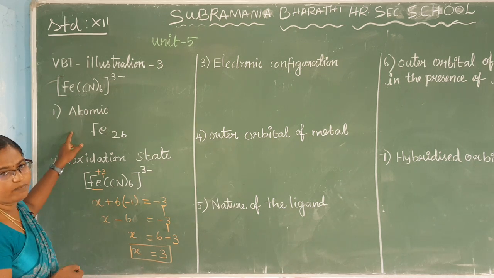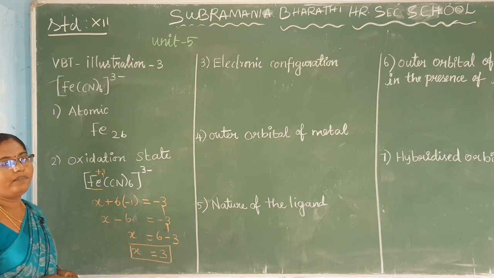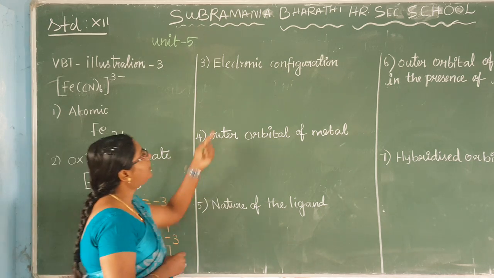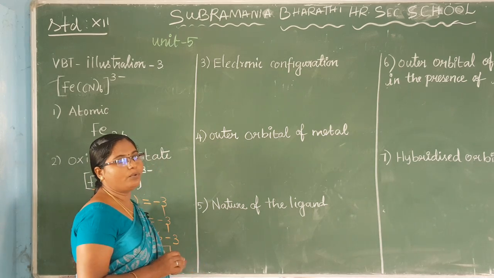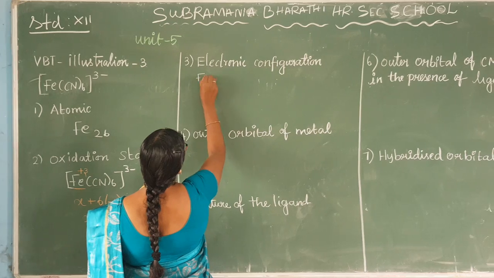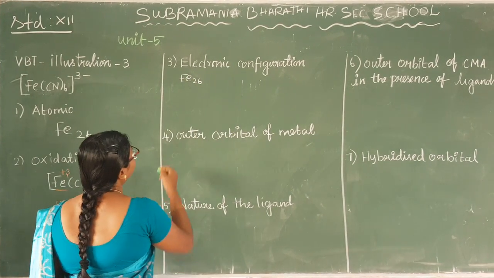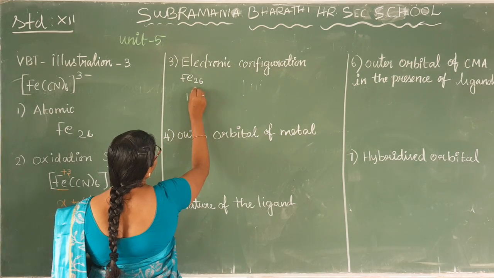The first step, we have to find the atomic number, and the second step, we have to find the oxidation state of the central metal atom. Then the third one, I have to write the electronic configuration. You know how to write the electronic configuration. The atomic number of iron is 26, so let me write the electronic configuration first.